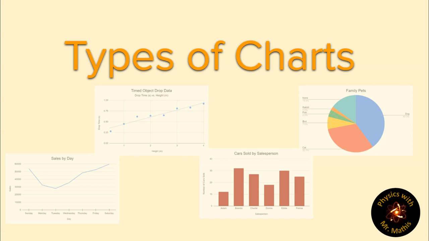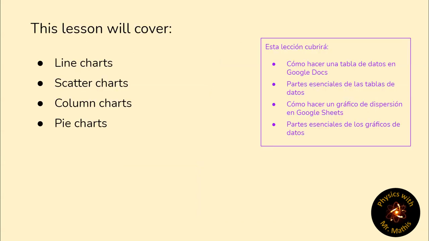In this lesson, we're going to be learning about different types of charts. We'll look at line charts, scatter charts, column charts, and pie charts. You may have heard the term graph, chart, or plot before. For our purposes, we can assume that graphs, charts, and plots are the same thing, and we'll be using the term chart in this lesson.